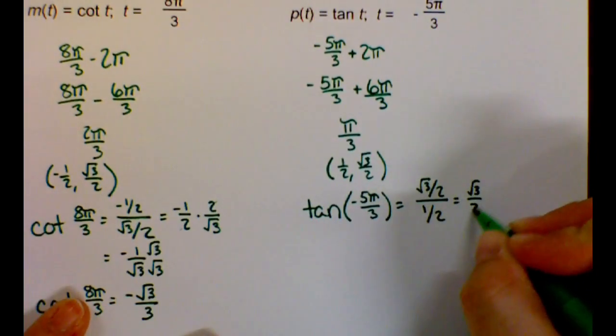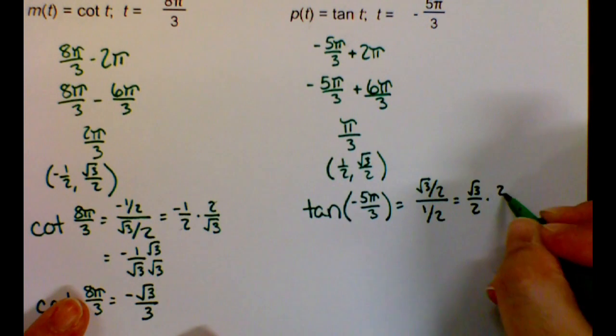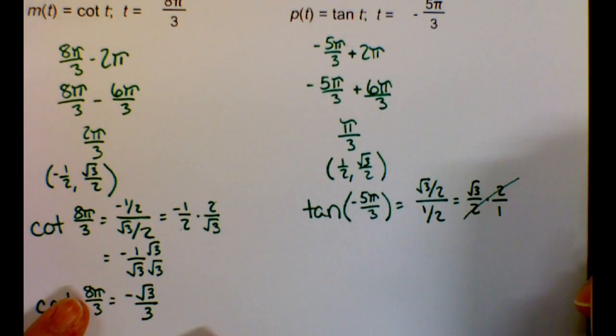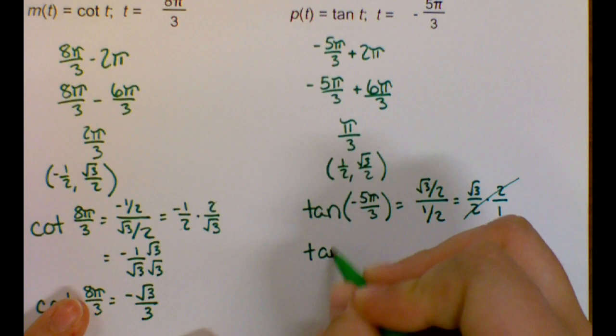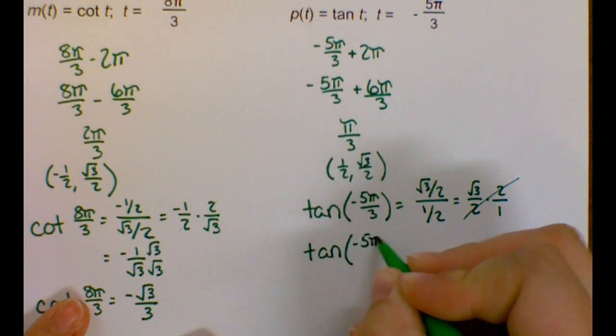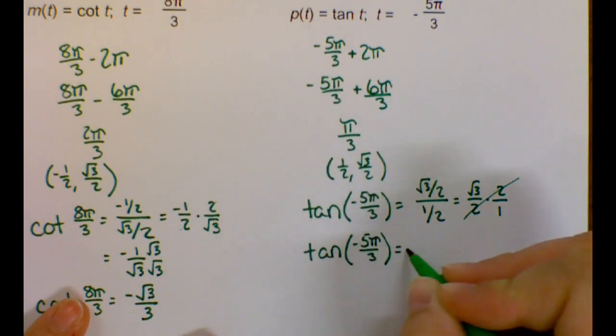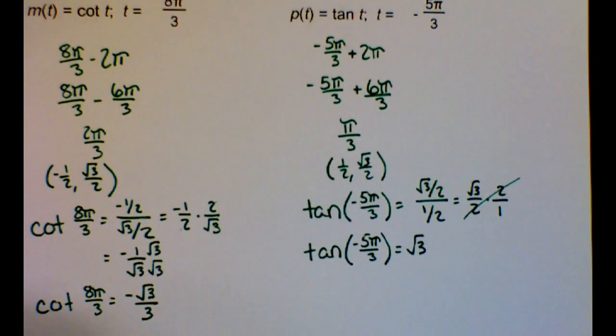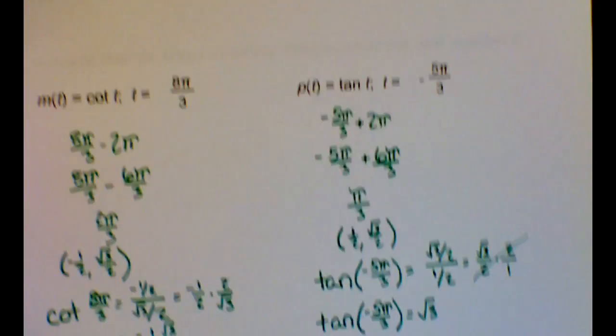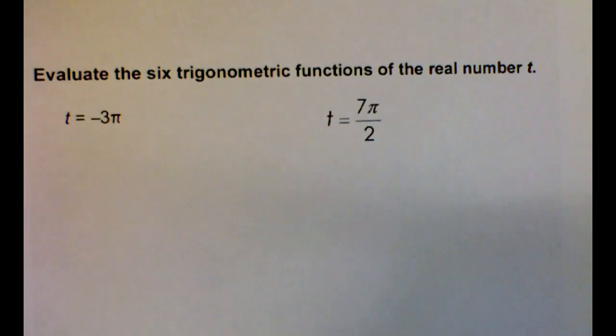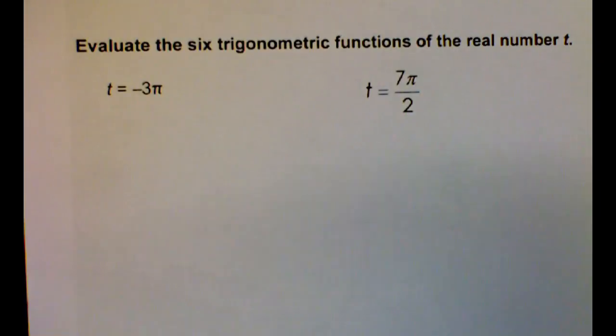Remember, we keep the first one the same, change to multiplication, and flip the second one. The 2's cancel. I have the tangent of negative 5 pi over 3 is just the square root of 3. We'll be doing a lot with the same fractions over and over, so you'll get very used to them.